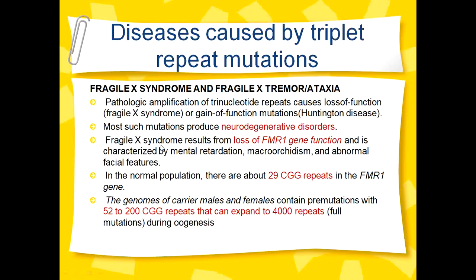Fragile X syndrome is the result of loss of familial mental retardation gene 1 function and is characterized by mental retardation and abnormal facial features. In the normal population, there are 29 CGG repeats, while in the genome of carrier males and females, they can expand up to 4,000 repeats.